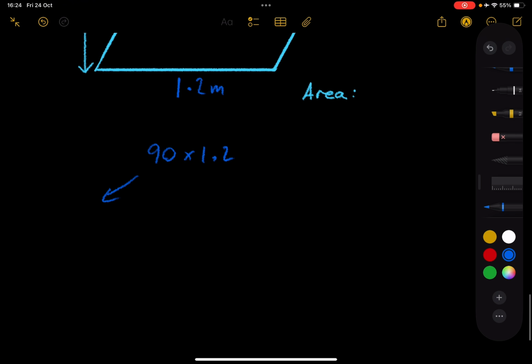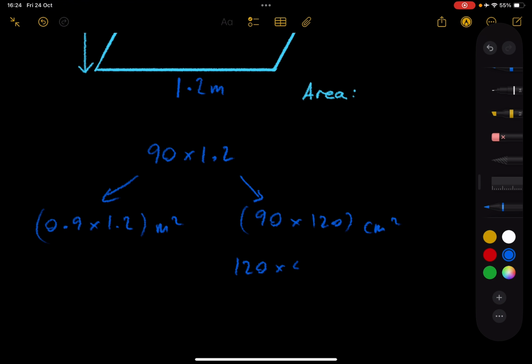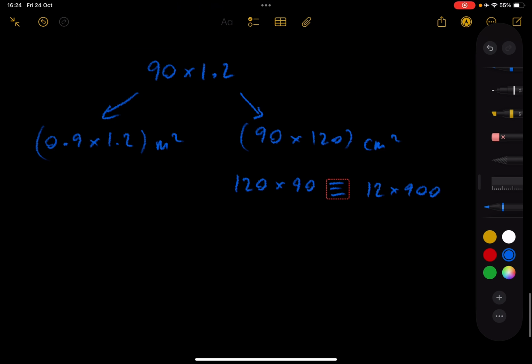We can do 0.9 times 1.2, but that's slightly more annoying because we're multiplying with decimals, which is perfectly fine, you all know how to do it, but what I'm going to do instead is say 90 multiplied by 120, and this first one is going to give me square meters, the second one is going to give me square centimeters. I prefer that. I'm going to do another multiplication trick.